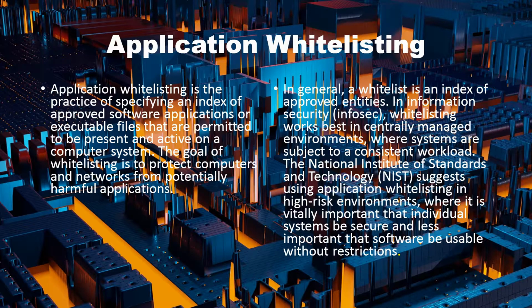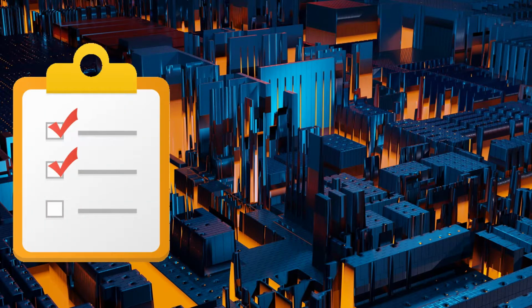In general, a whitelist is an index of approved entities. In information security, whitelisting works best in centrally managed environments, where systems are subject to a consistent workload. The National Institute of Standards and Technology suggests using application whitelisting in high-risk environments, where it is vitally important that individual systems be secure, and less important that software be usable without restrictions. To provide more flexibility, a whitelist may also index approved application components, such as software libraries, plugins, extensions, and configuration files.